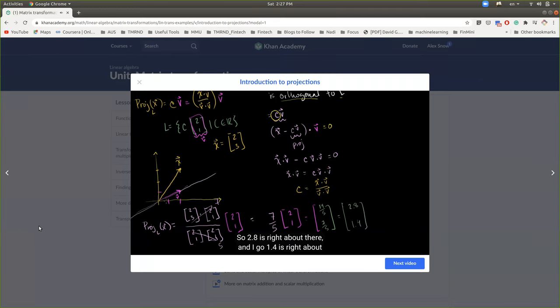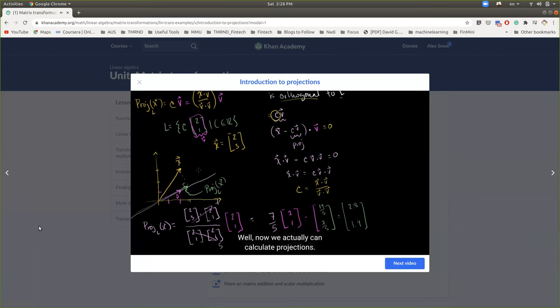So let's see, 2.8 is right about there. And I go 1.4 is right about there. So the vector is going to be right about there. I haven't even drawn this too precisely, but you get the idea. This is the projection. Our computation shows us that this is the projection of x onto L. If we draw a perpendicular right there, we see that it's consistent with our idea of this being the shadow of x onto our line L.